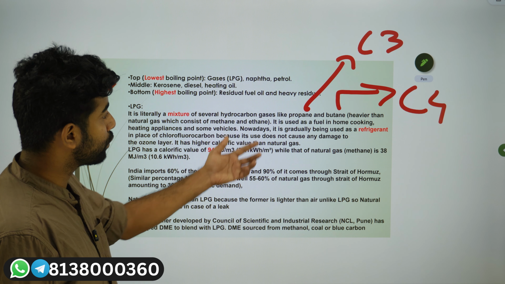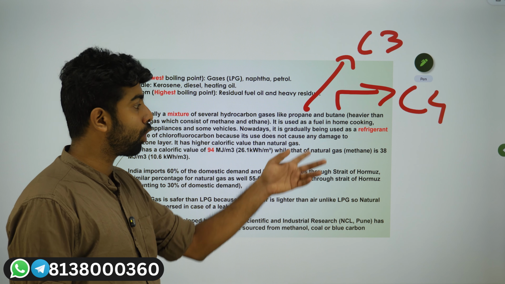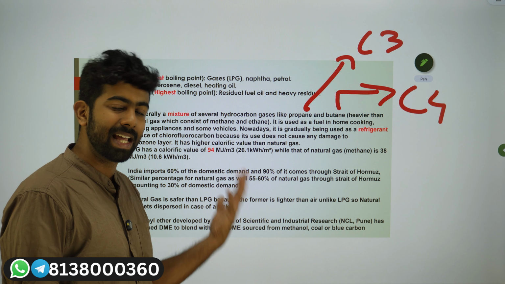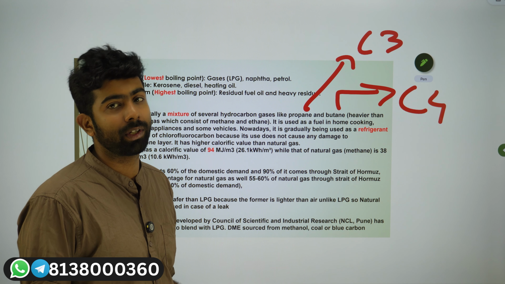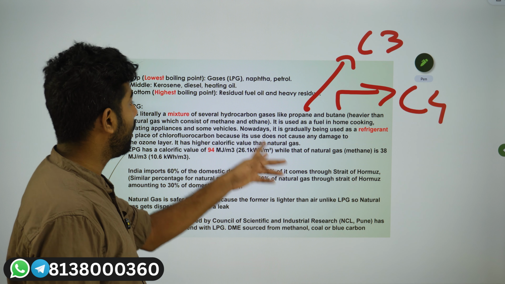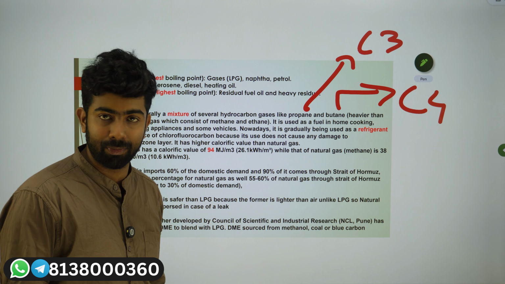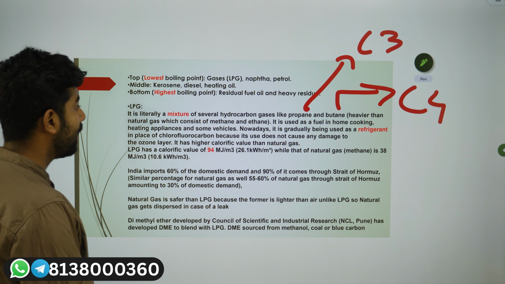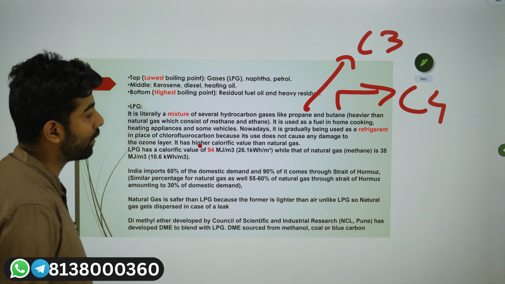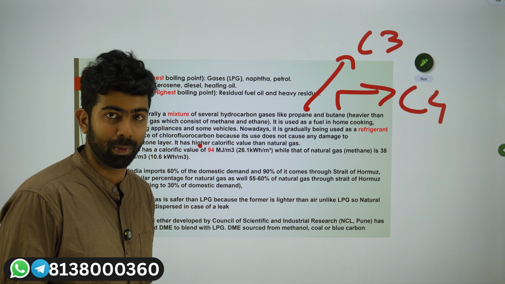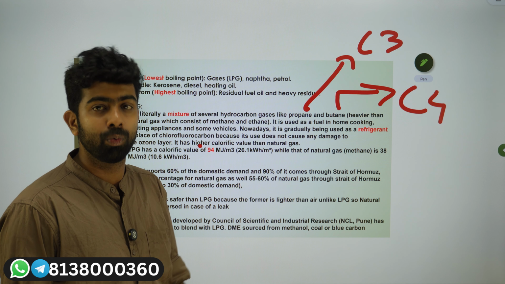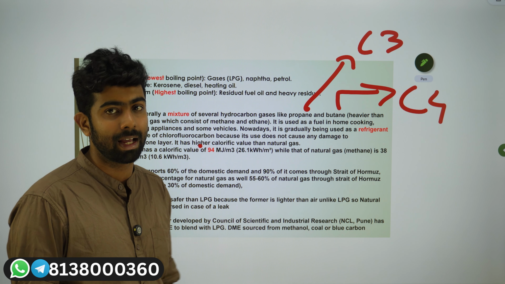So it is used for various purposes that you know. It is also used as a refrigerant to replace chlorofluorocarbons, which have been phased out thanks to the Montreal Protocol, and it is now being used as a refrigerant to replace them because it does not harm the ozone. Right, and it has a higher calorific value than natural gas. That is also important. The amount of energy it produces when you burn 1 unit of that fuel is higher.